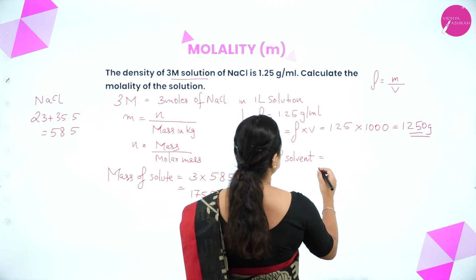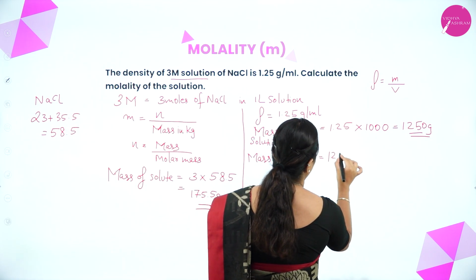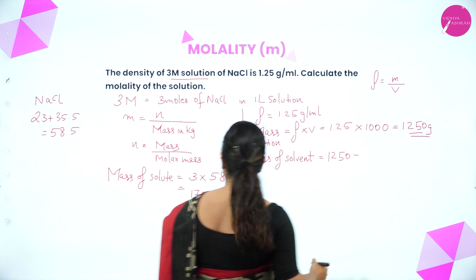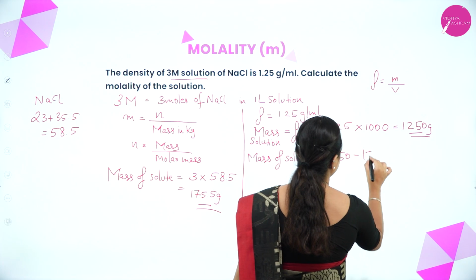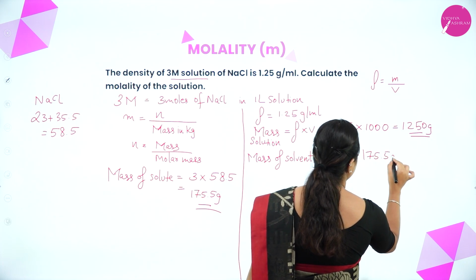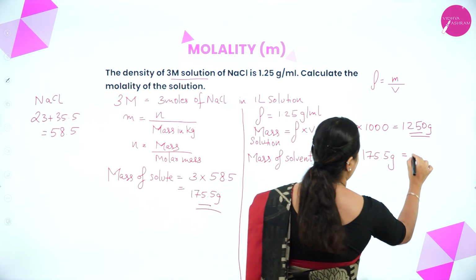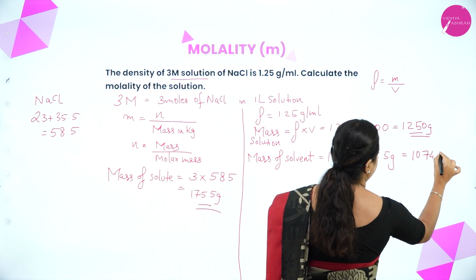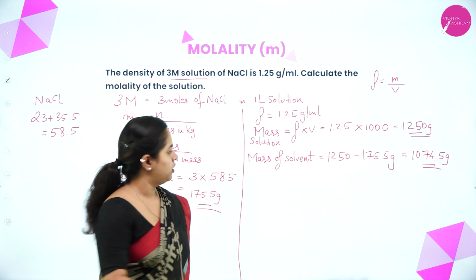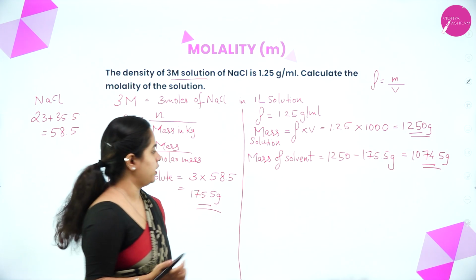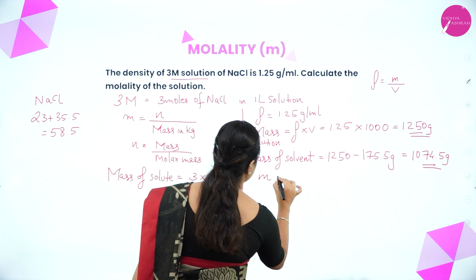So what is the mass of solution? 1250 minus the mass of solute we already calculated, which is 175.5 grams, which will give me the mass of solvent as 1074.5 grams. You obtained your mass of solvent. Now, what is it that we have to eventually find? It is molality, right?